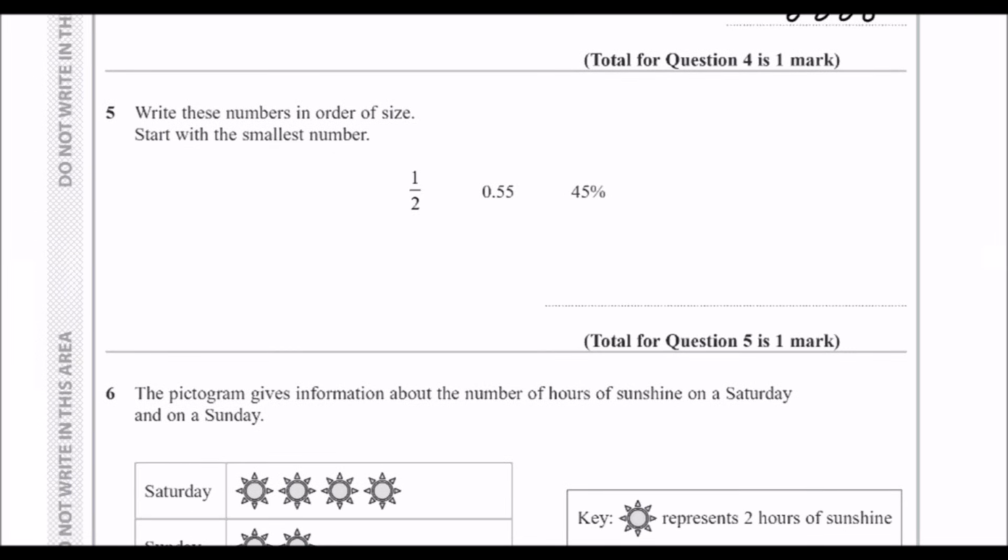Question 5. Write down these numbers in order of size. Start with the smallest number. So we've got fractions, decimals, and percentages, and we can always convert between them. We can make them all fractions, all decimals, or all percentages. The easiest is probably to make them percentages. So 1/2 is the same as 50%. 0.55, to change a decimal to a percentage, we times by 100. That's 55%. And we've got 45%. So now they're all percentages. We can write from smallest to largest. So 45% is smallest. Then 50%, which is 1/2. And then 0.55, which is 55%.